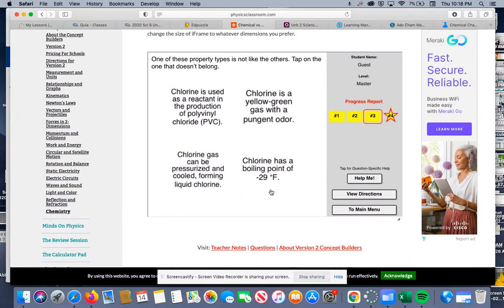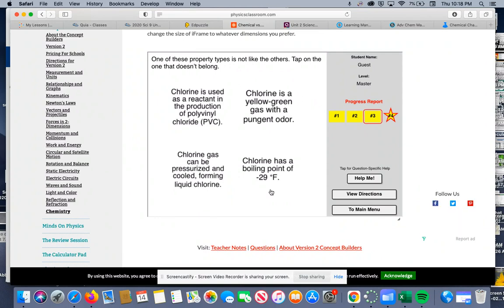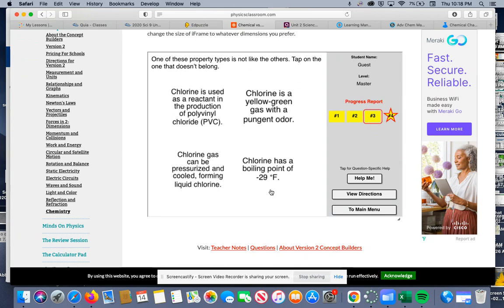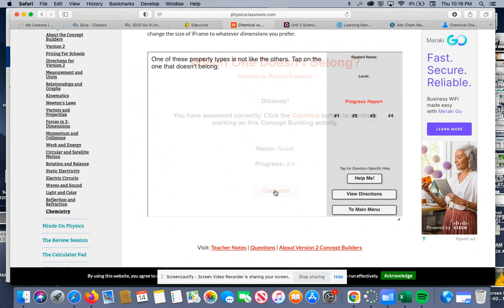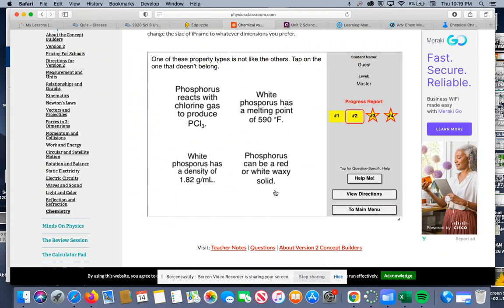All right, next one. Chlorine is used as a reactant in the production of polyvinyl chloride, PVC. Chlorine is a yellow-green gas with a pungent odor. Chlorine gas can be pressurized and cooled, forming liquid chlorine. And chlorine has a boiling point of negative 29 degrees Fahrenheit. So stop and think to yourself, which one of these does not belong? This is a chemical property of reacting. This is a physical property, physical property, physical property. Okay, I'm going to let you go on your own, see how you do.